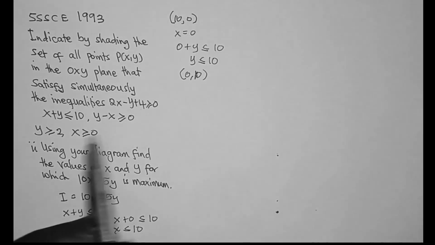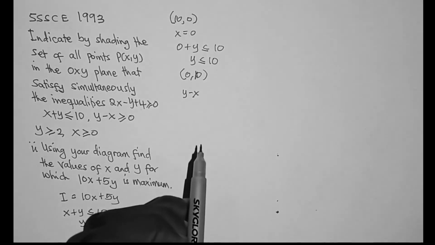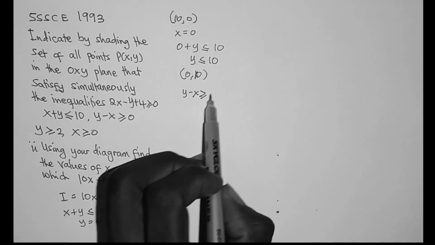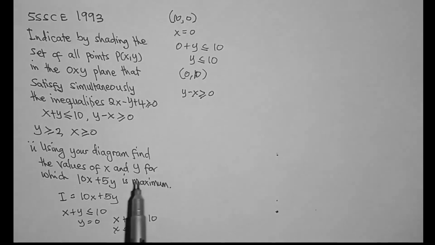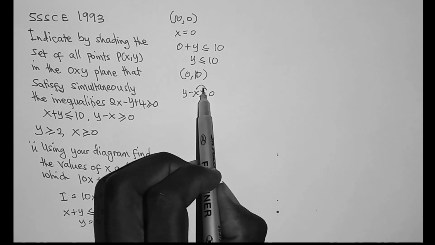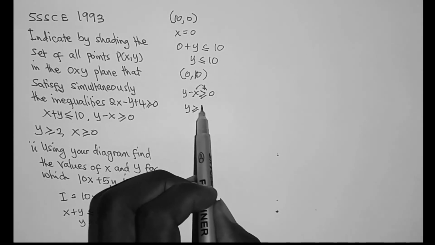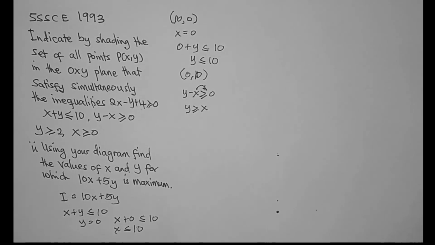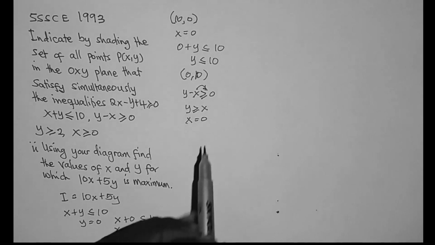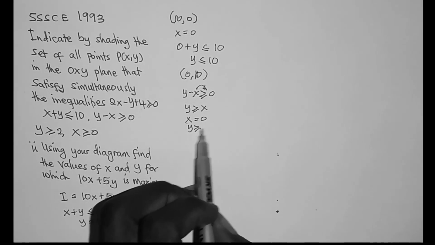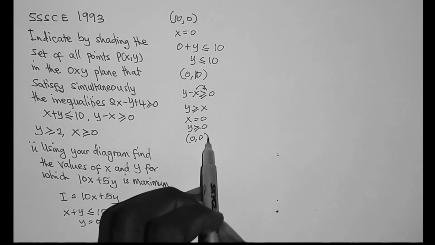This constraint is y minus x is greater than or equal to 0. Let's send x to the other side of the equation, so I'm bringing x here. This becomes y is greater than or equal to x. So let's set x equals 0. If x is equal to 0, y is greater than or equal to 0. And therefore we have the point 0, 0.